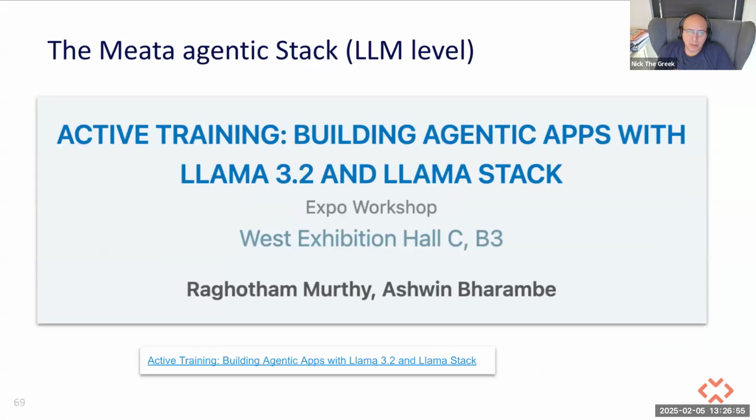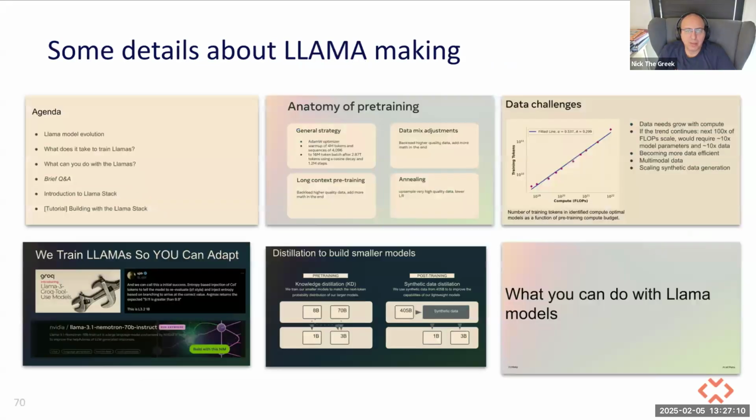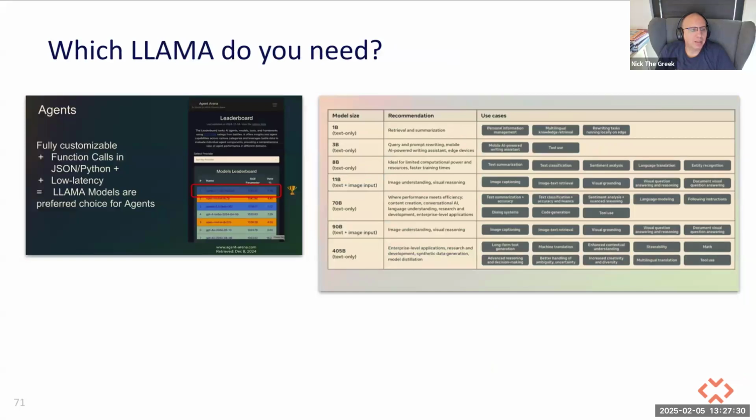Now, that was an interesting talk. It's called Agentic Training, Building Agentic Apps with Llama 3.2 and Llama Stack. They talked more about the language model and less about the programming model. And that kind of shows you that when people talk about agents, sometimes they mean different things. They talked more about how they trained, they crafted Llama, the data challenges, the general strategy, the distillation process. Of course, all this has to do with general language models, not necessarily language models for agents.